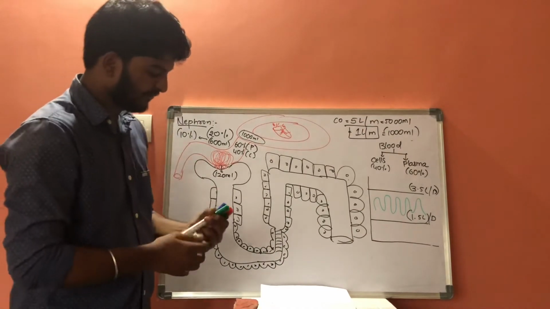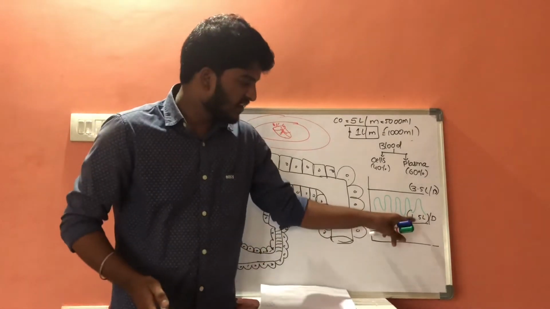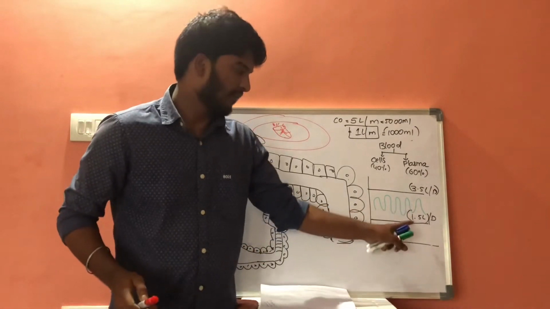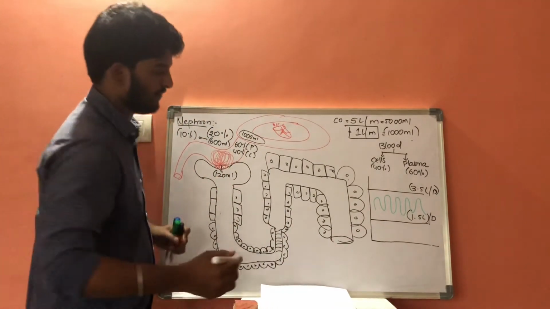So if any person or any patient is excreting urine less than 1.5 liters per day, it is a condition called oliguria.